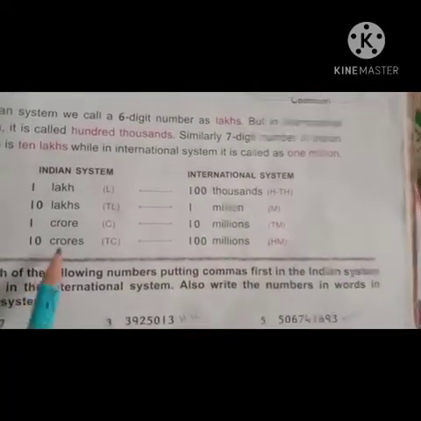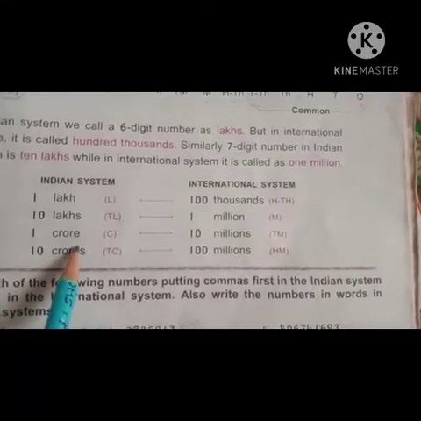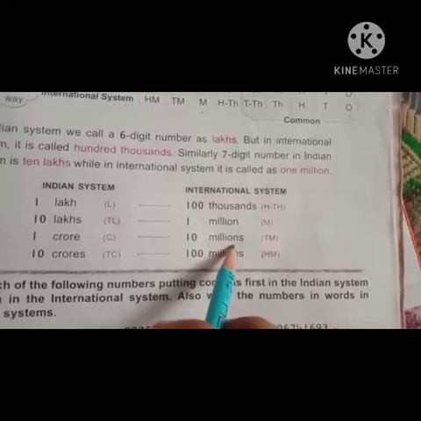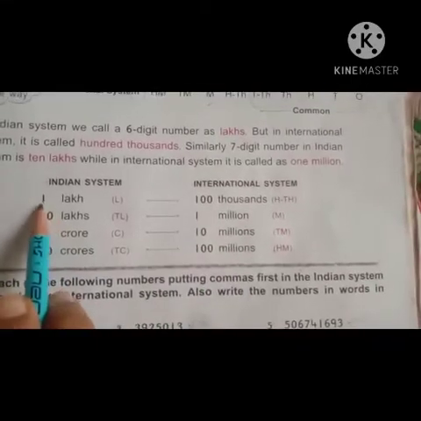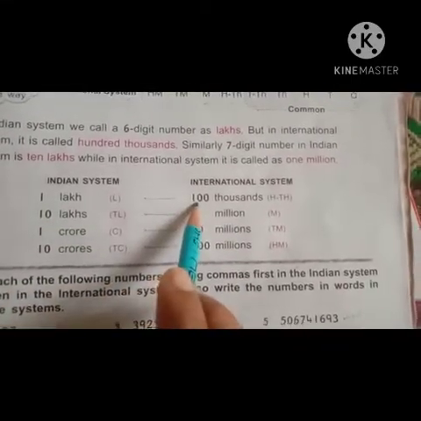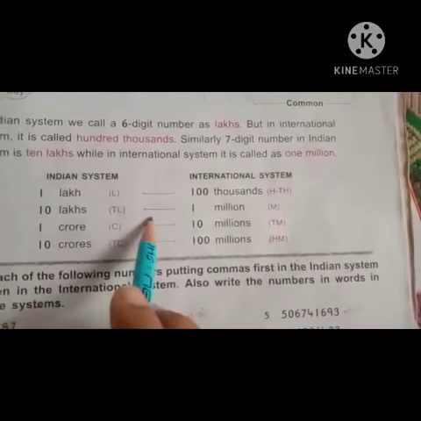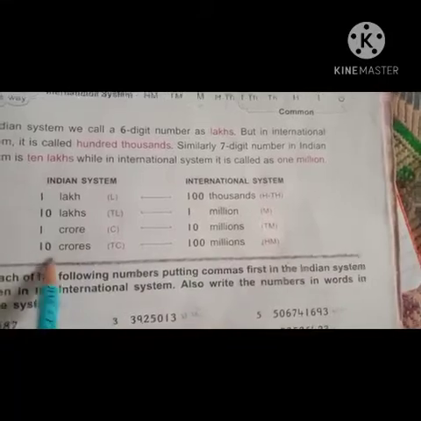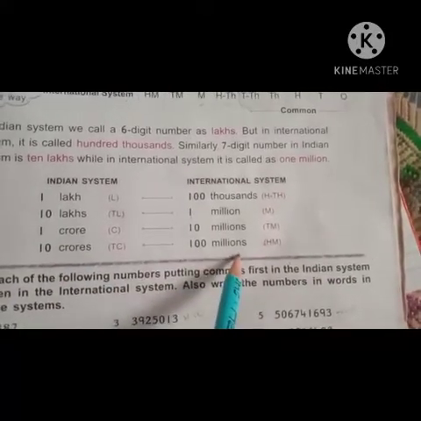In oral test, if I ask 1 crore equals how many millions, you have to tell 10 millions. Okay, the answer is 10 millions. Like this you have to tell. See here again: 1 lakh equals 100 thousands, 10 lakhs equals 1 million, 1 crore equals 10 millions, 10 crores equals 100 millions.